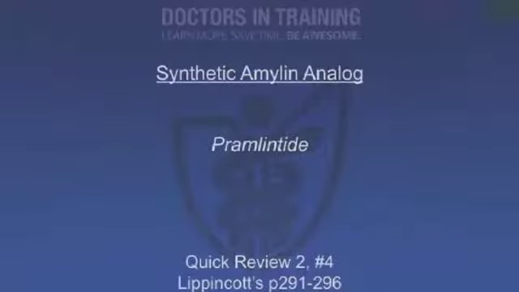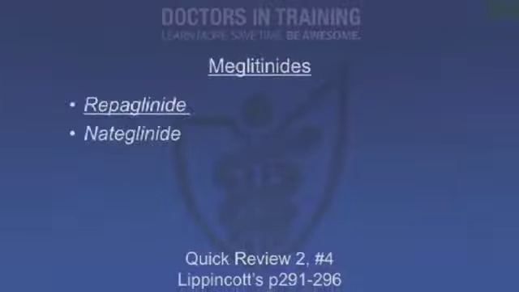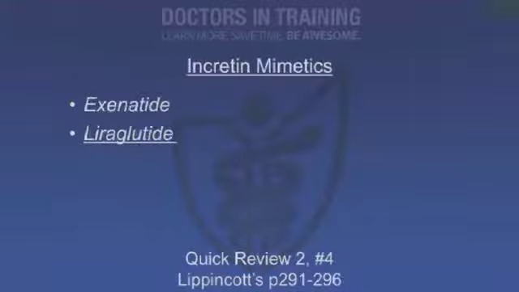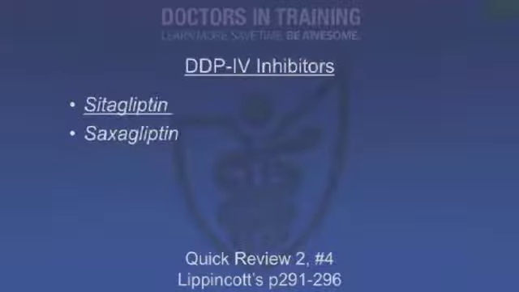Place the following diabetes drugs into their appropriate drug classifications. All right, so we have a long list of drugs here. Let's put them where they need to be. Synthetic amylin analog, that's going to be your pramlintide. The meglitinides are repaglinide and nateglinide. Alpha-glucosidase inhibitors is acarbose and miglitol. Incretin mimetics is exenatide and liraglutide. And the DPP-4 inhibitors are sitagliptin and saxagliptin. Those can be a little complicated, trying to figure out where they go. Use that chart there to help study later.